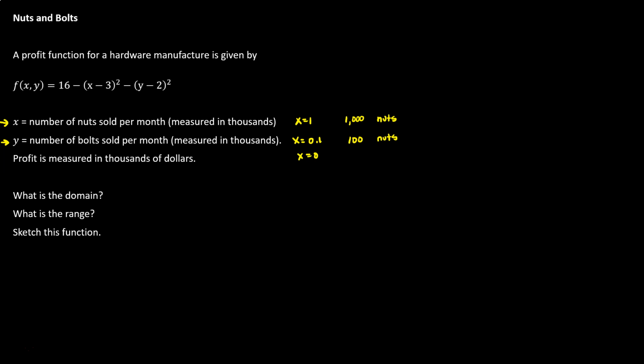If x is equal to 0.001, that would look like 1 nut. So in this case, x is allowed to be a fraction because it doesn't represent a single nut, it represents 1,000. So when we look at our domain, we're going to make sure that we only include x values that are larger than 0.001 because it's not reasonable to sell a fraction of a nut, and same for y. It's not reasonable to expect someone to sell a fraction of a bolt.